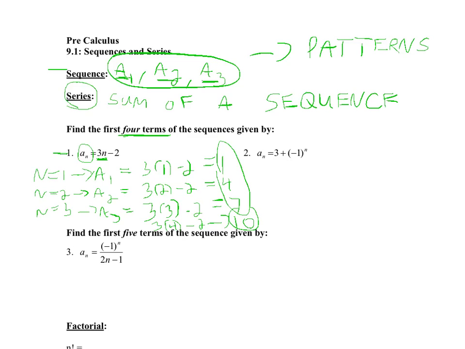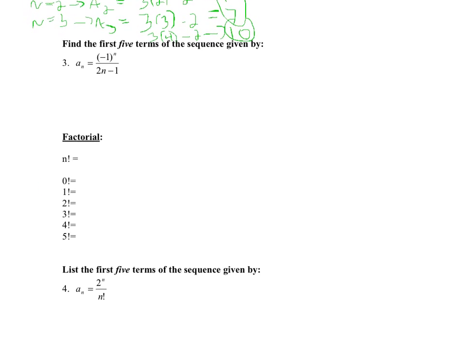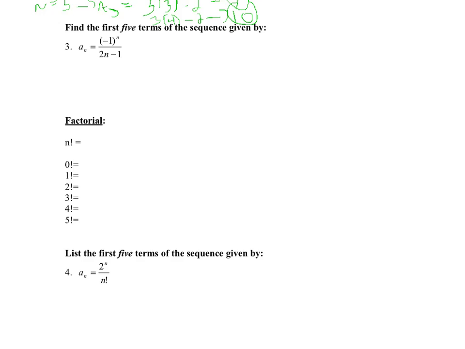Okay, I'm going to skip to number 3, do a little bit of a harder one here. I want to get the first 5 terms of this sequence. And this is the formula that's given to me. Okay, this negative 1 to the n, and it's over 2 times n minus 1. So I'll try to squeeze this in.